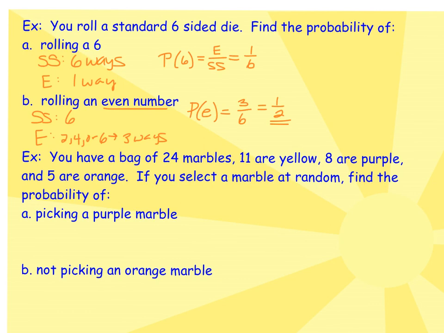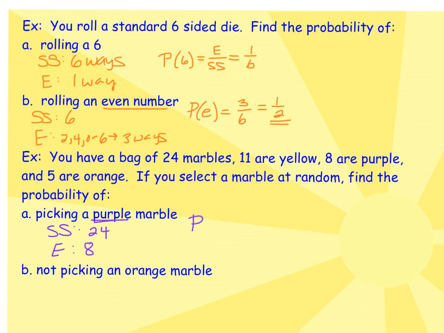Let's try another example. It says you have a bag of 24 marbles. 11 are yellow, 8 are purple, and 5 are orange. If you select a marble at random without looking, find the probability of picking a purple marble. So again, we just want this particular event. Our sample space is all the marbles that are possible to select. There are 24 total. Our event, well, the number of purple marbles are 8. And as long as we pick one of those, that would make our probability statement true.